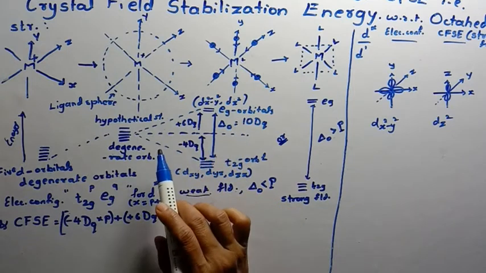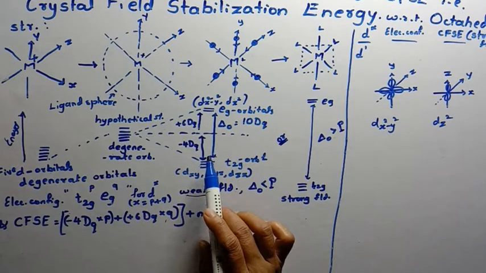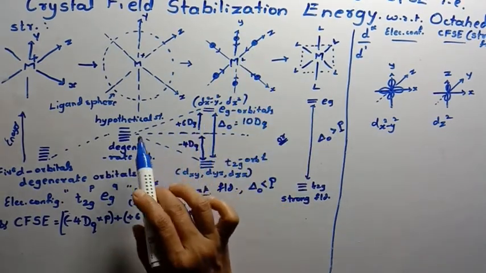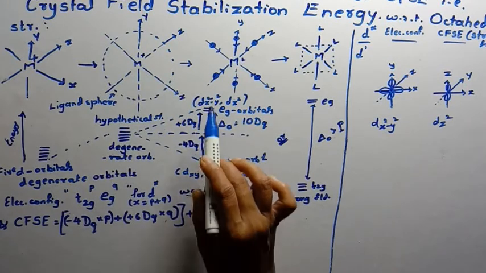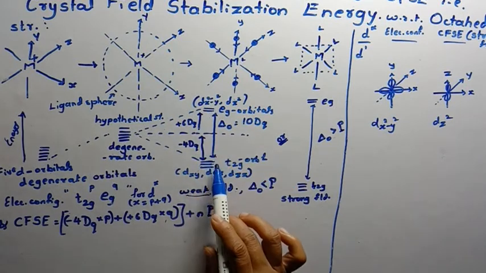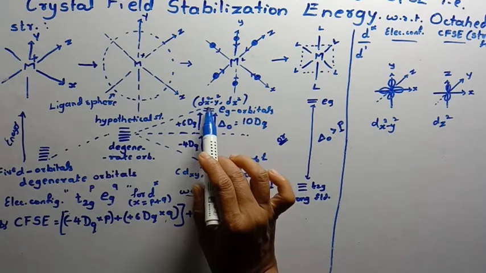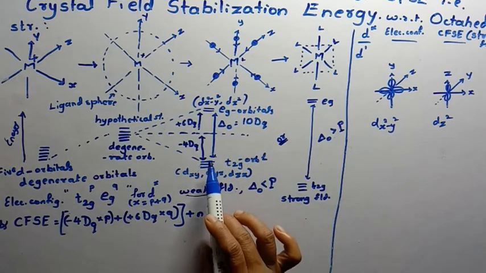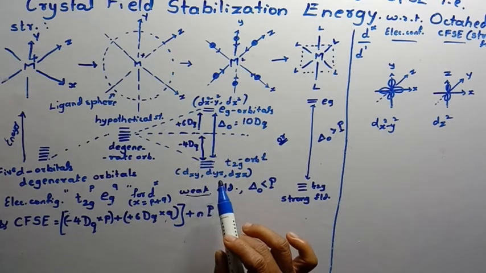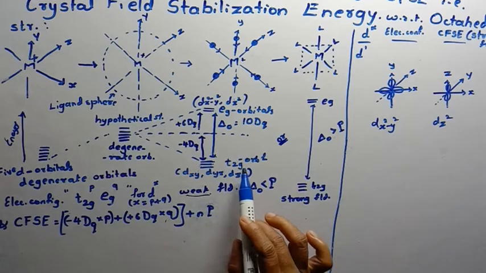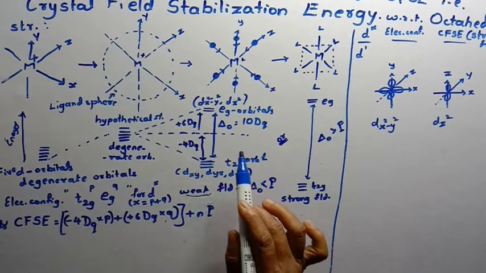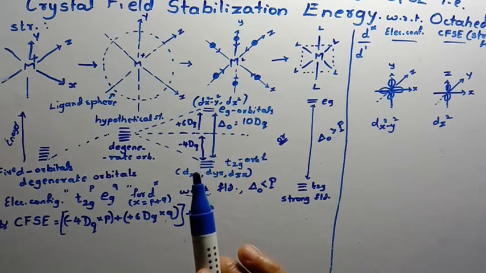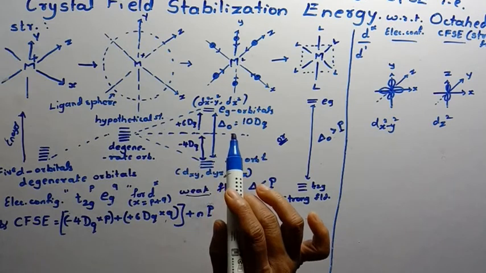As a result, there is a splitting of d orbitals. When the ligands are quite near to the metal ion, due to interaction, there is a splitting of d orbitals into two sets. The one which contains these two orbitals is named Eg orbitals, and the other three, which are lowered by a definite amount of energy, are named T2g orbitals. So delta O indicates the crystal field splitting energy. It is crystal field splitting, not stabilization.